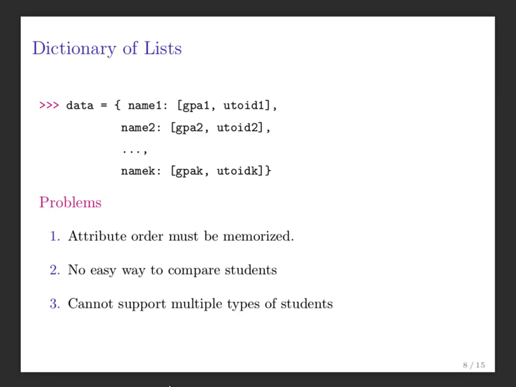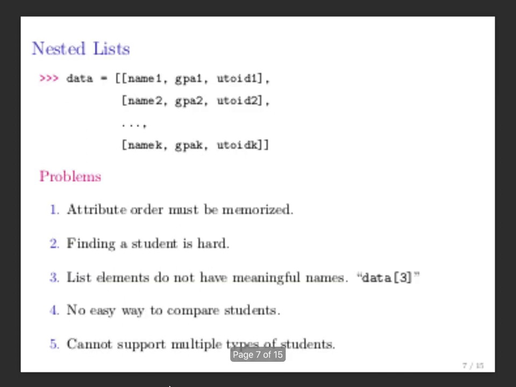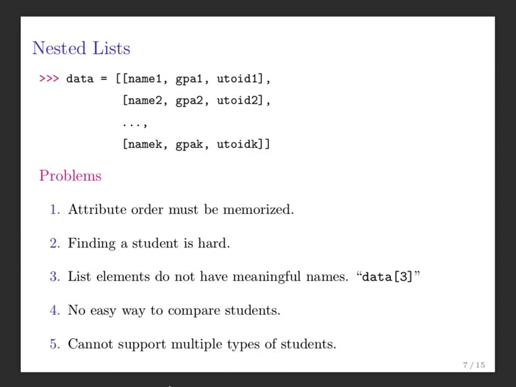All students have to have only GPA and user ID in that order. And so these are a bunch of deficiencies with this. Let's step one backwards. I can even make something worse than this. I can store a list of triplets as lists, but this conflates the attribute order problem, right? Now I just added another attribute, and you need to memorize that attribute 0 is name, attribute 1 is GPA, and attribute 2 is user ID.